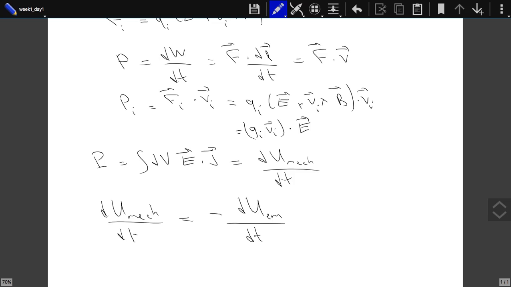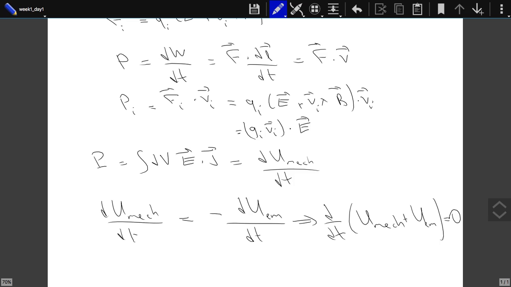Where this U_em is the energy stored in the electromagnetic fields, and it should depend only on the electromagnetic fields and not on my point charges, neither on their currents. So that will be my strategy. If I can convert this equality into an equality of this form, then I can say that d by dt of U mechanical plus U em is equal to 0, which basically tells me that this sum doesn't change in time.